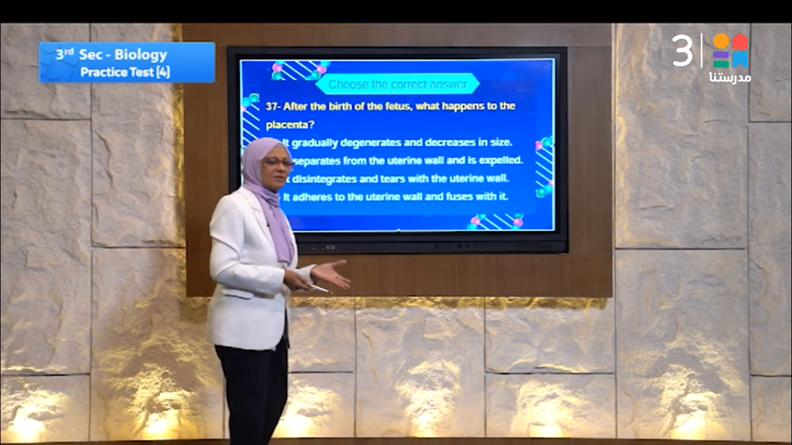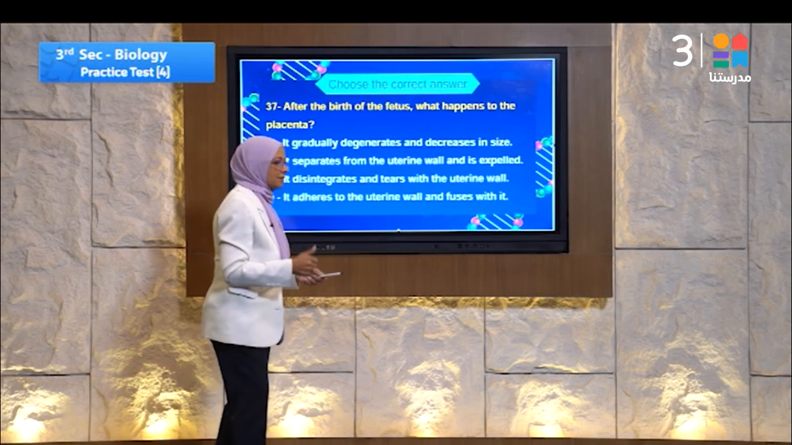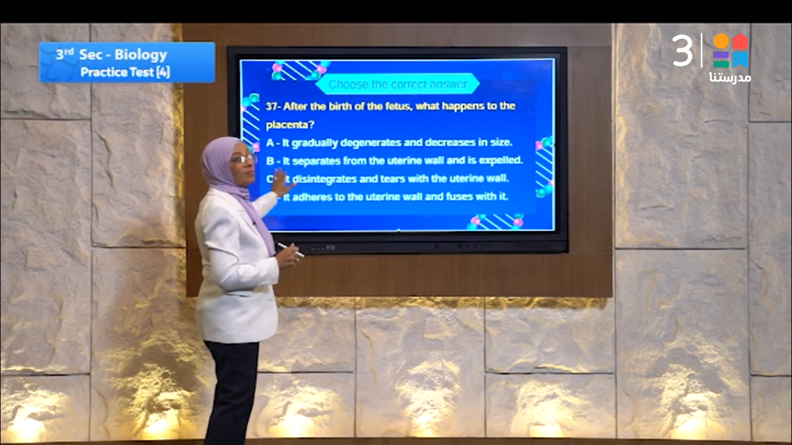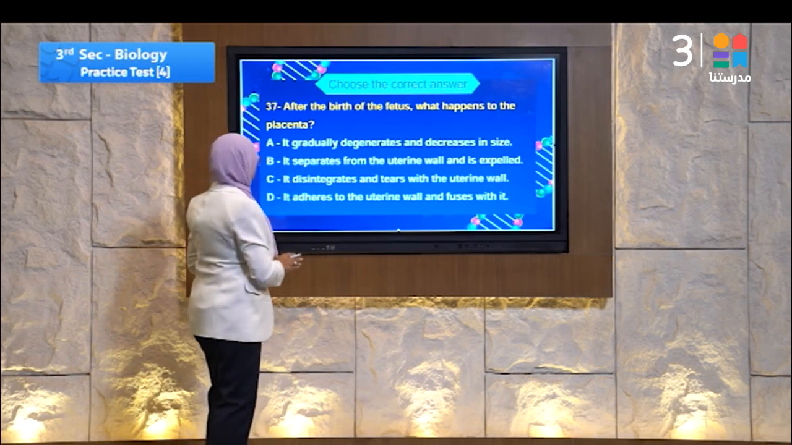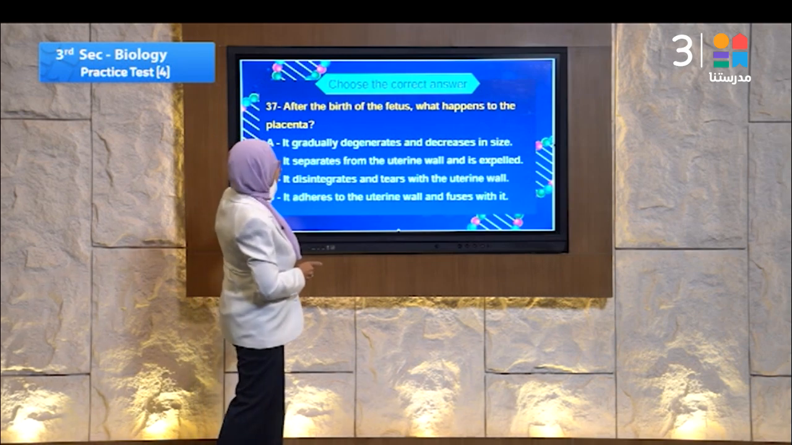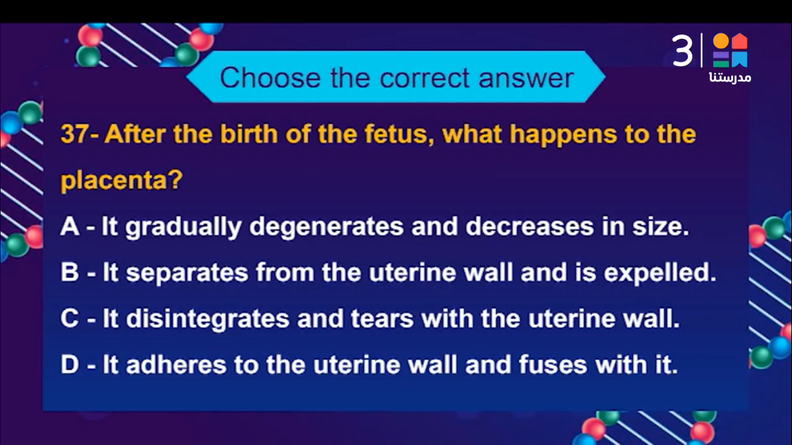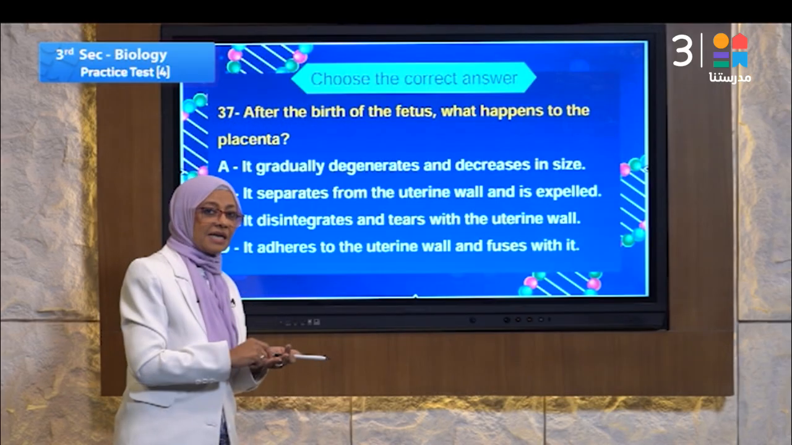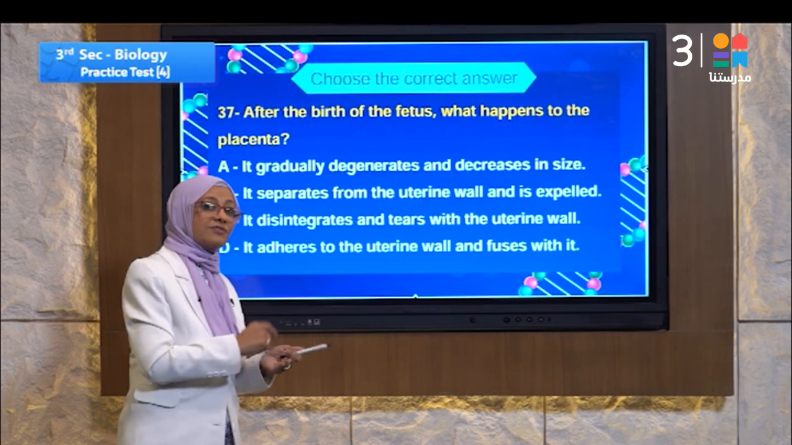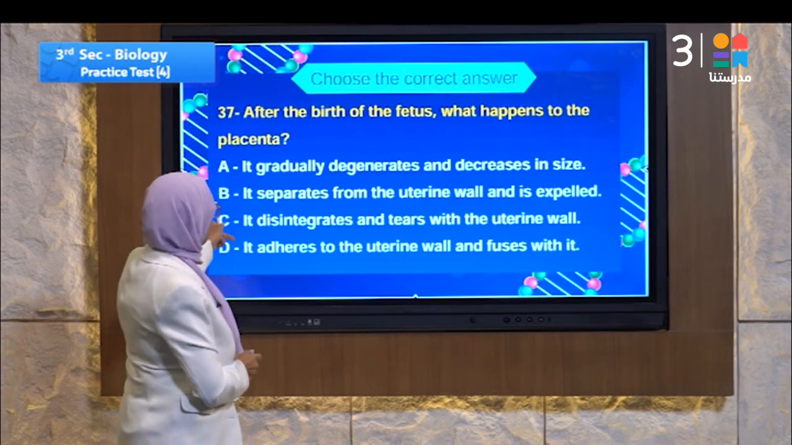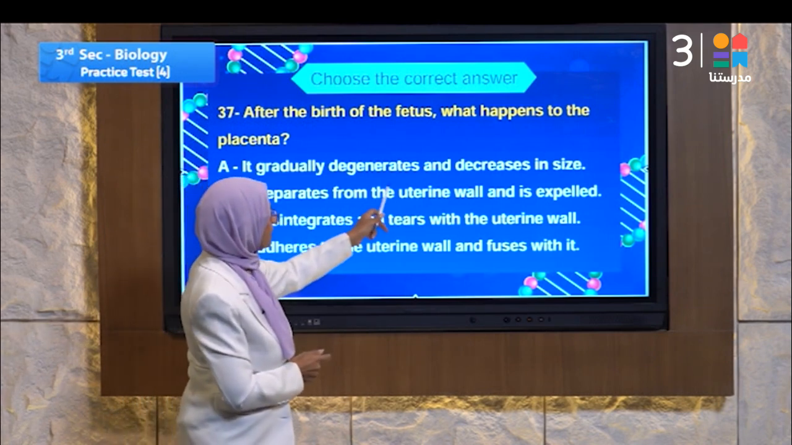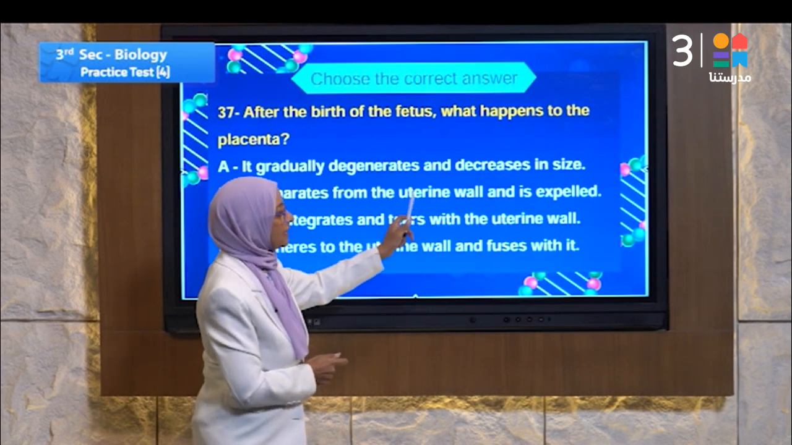Where? It will go out. Let's go. We must read it first. Number A, it gradually degenerated and decreased in size. No, it will not stay at the uterus after delivery. Number B, it's separated from the uterine wall and expelled.